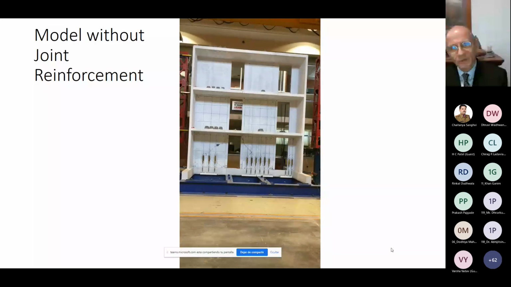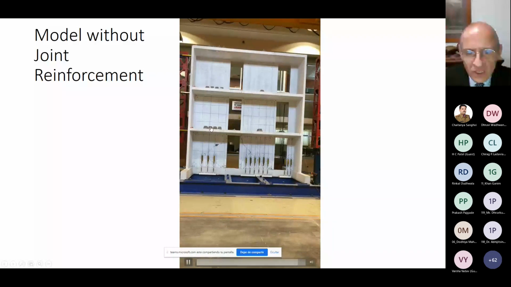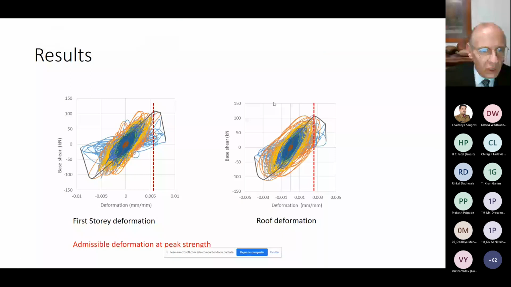So, as you can see, the typical diagonal cracking showed up. The rest of the structure was kept basically elastic. No damage whatsoever was shown. These are the first story hysteretic curves and the envelope, and this is the roof deformation.